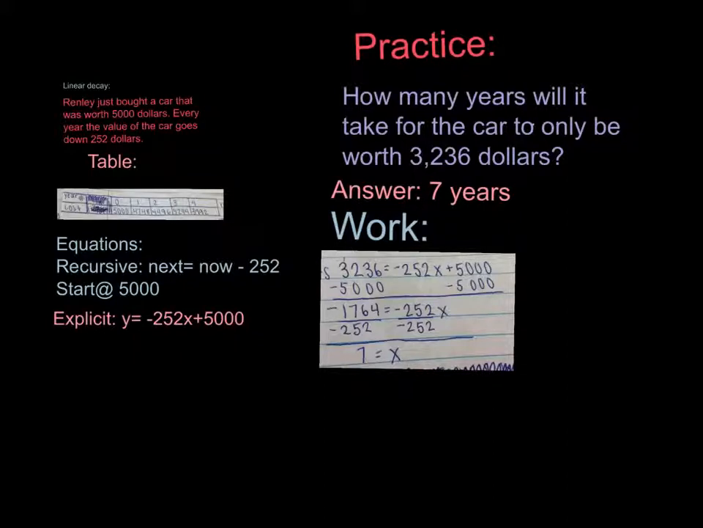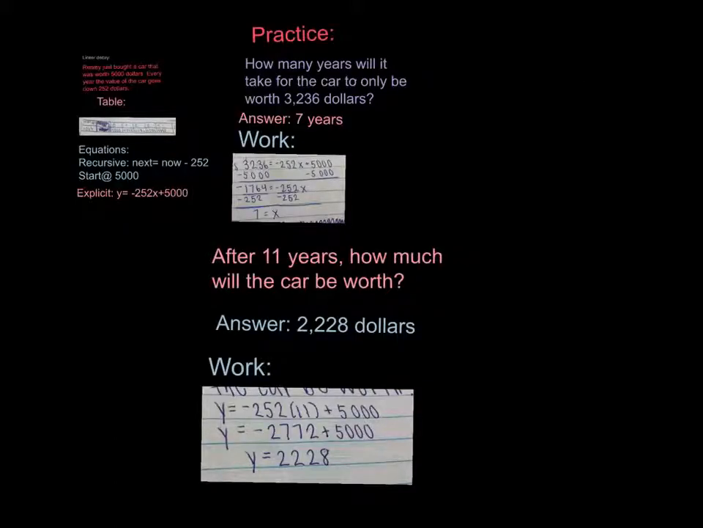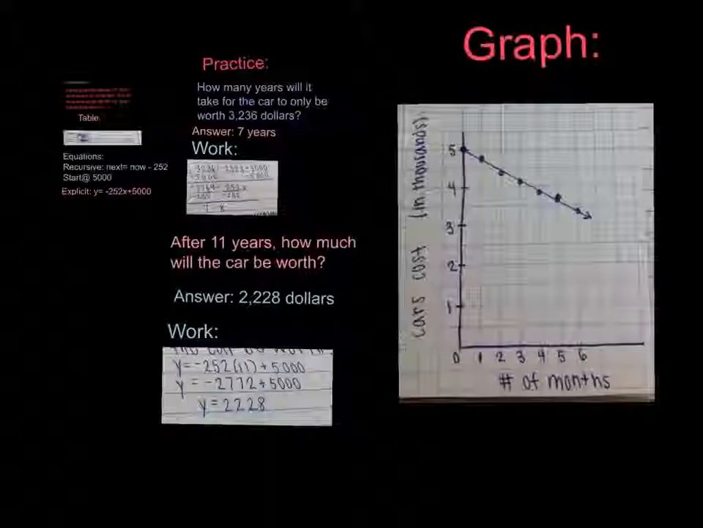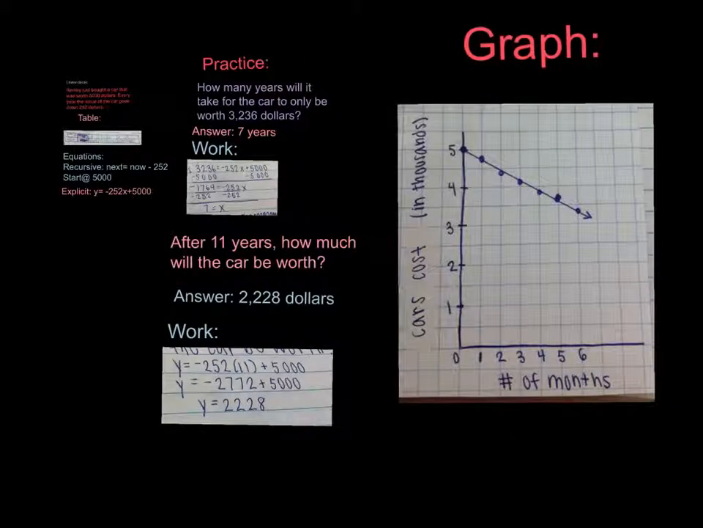How many years will it take for the car to only be worth $3,236? You should have gotten 7 years. The work is shown below. After 11 years, how much will the car be worth? The answer is $2,228. The work for this problem is shown below. Here's the graph for this problem overall.